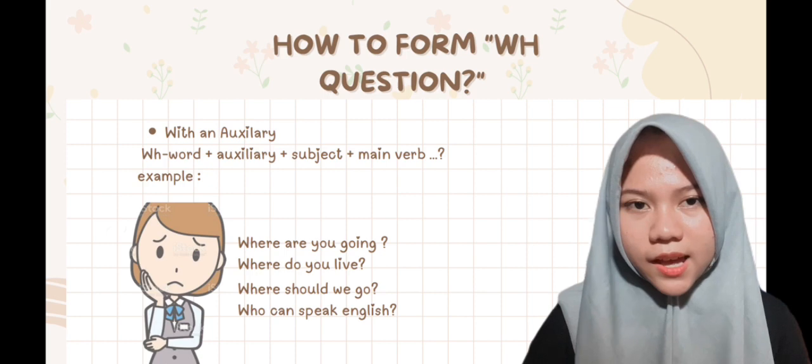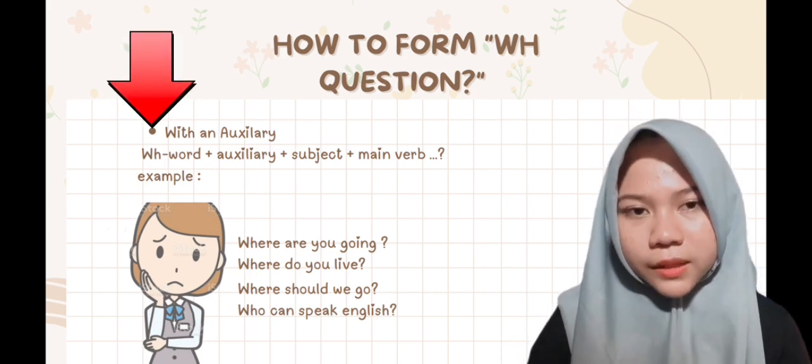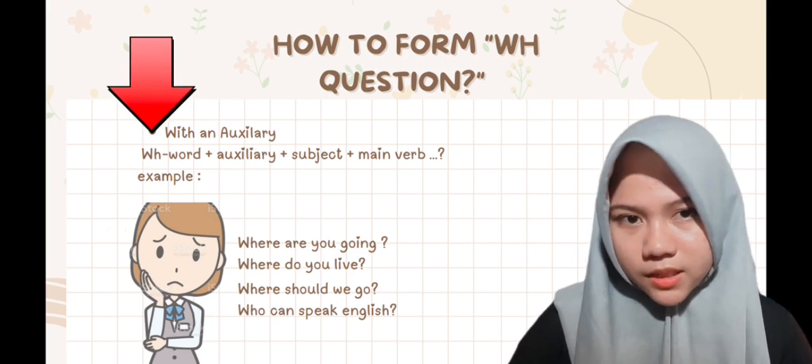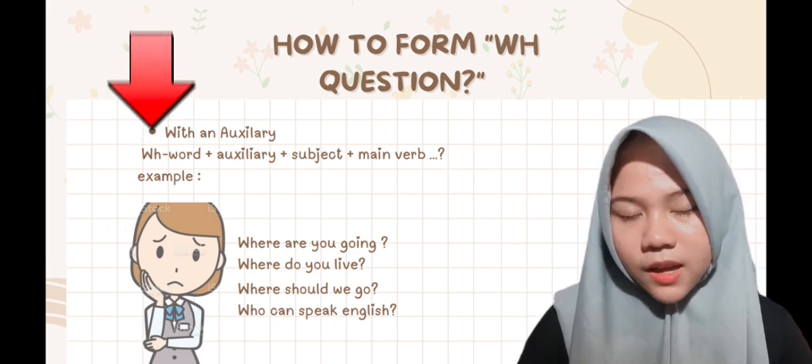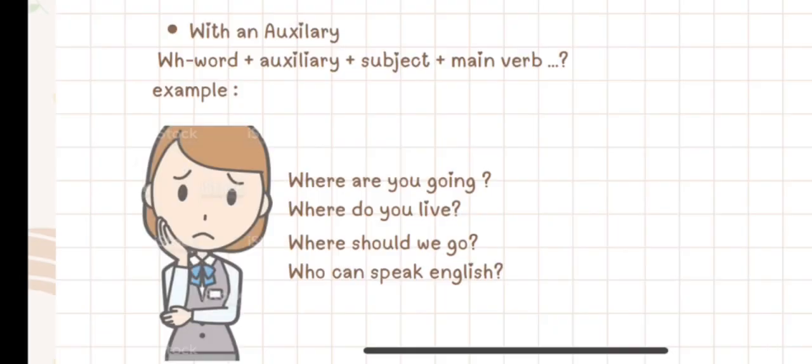Okay guys, the formula if you use an auxiliary is WH question plus auxiliary plus subject plus main verb, and don't forget the question mark. For example, where are you going? Where do you live? Where should we go?